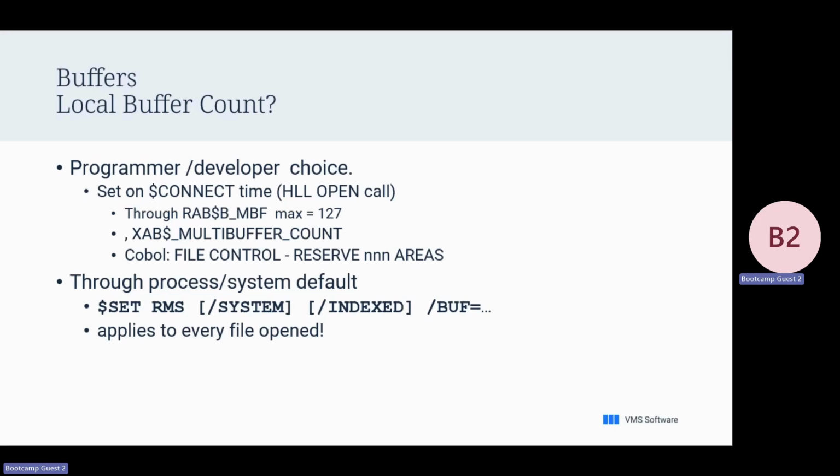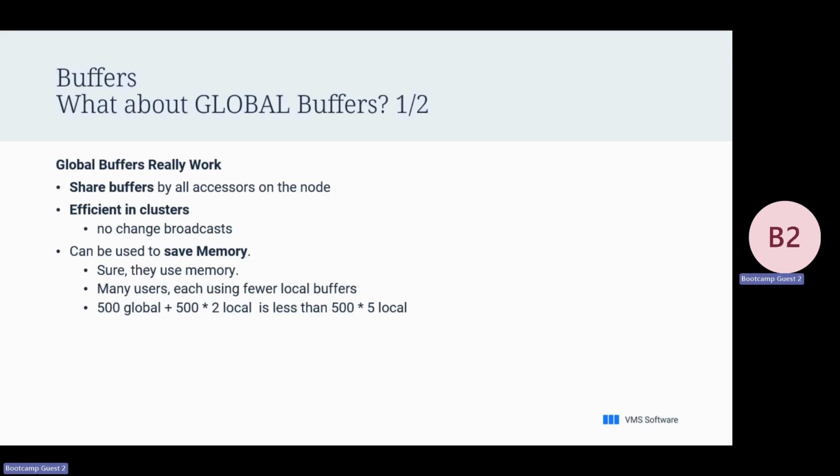You can set them in an XAB if you want to go beyond what the RAB offers, since the RAB only has a byte field. The XAB has a word field for buffers. And in COBOL, you can say reserve so many areas, and each language has its own way of specifying that. But really, the simple way is SET RMS, and that's perfect, but it does apply to all files at this point, which is probably what you want anyway, because you don't have the brain power to figure out the right number of buffers for all your files. How could you figure that out?